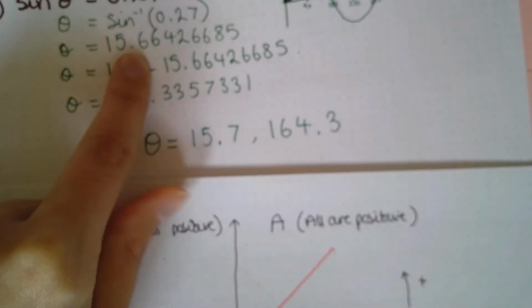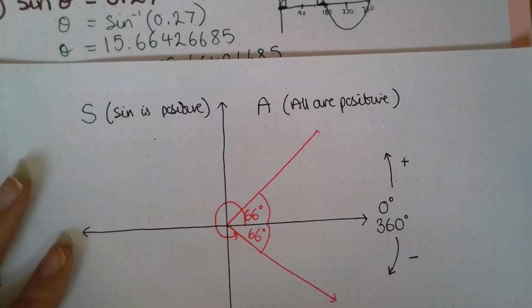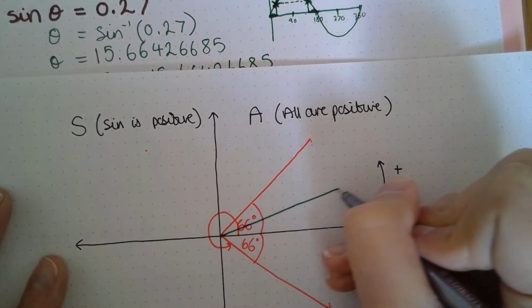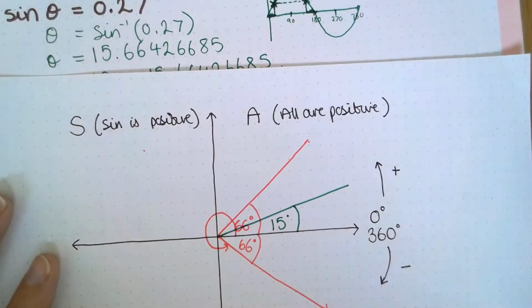we had the original value of 15.66426685. So if I was to draw that angle on here, then it would be about there. So that would be about 15, roughly.